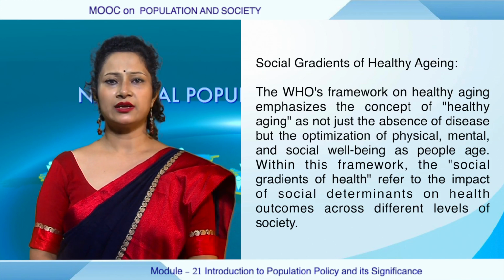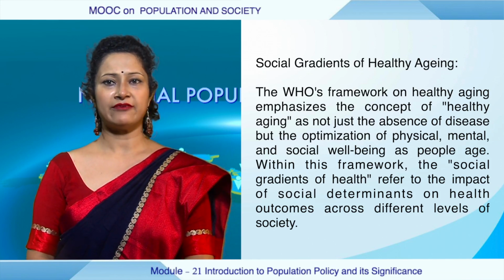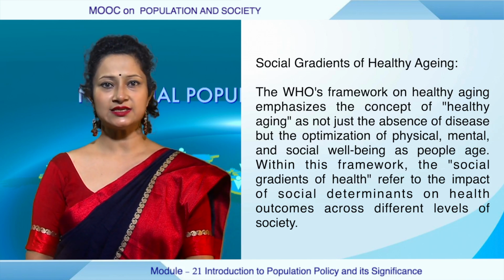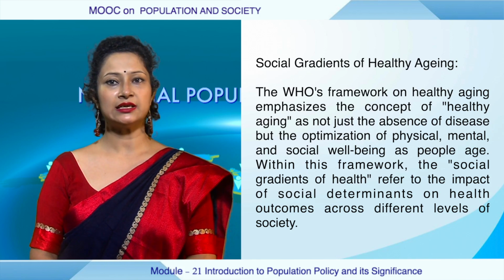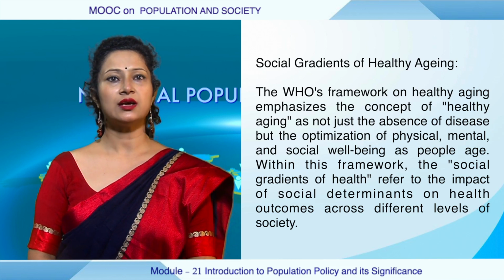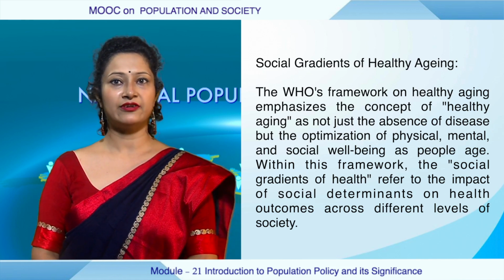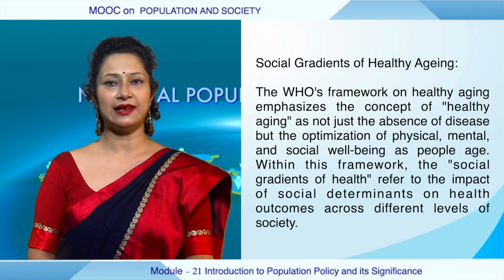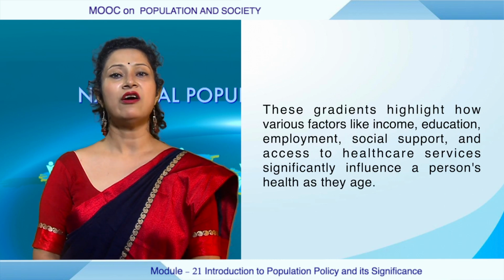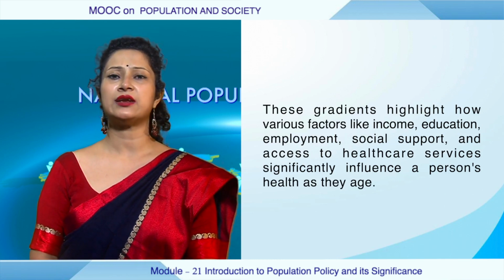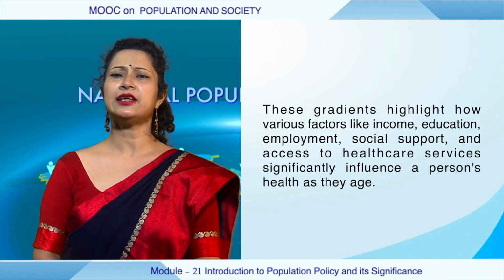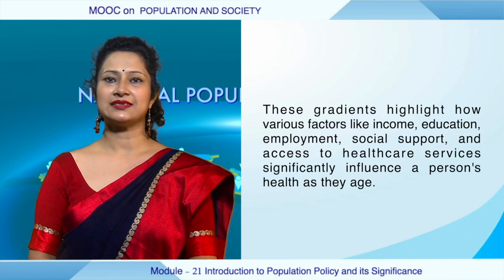The World Health Organization's framework on healthy aging emphasizes that healthy aging is not just the absence of disease, but the optimization of physical, mental, and social well-being as people age. Within this framework, the social gradients of health refer to the impact of social determinants on health outcomes across different levels of society. These gradients highlight how various factors like income, education, employment, social support, and access to healthcare services significantly influence a person's health as they age.